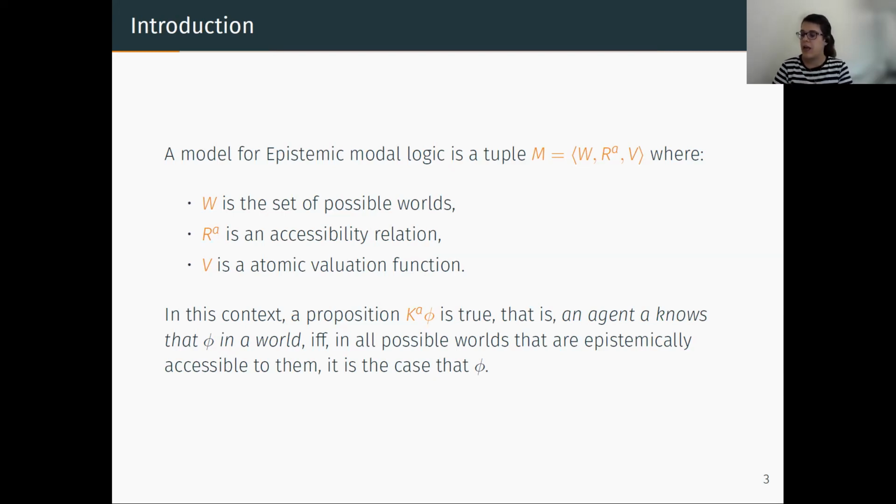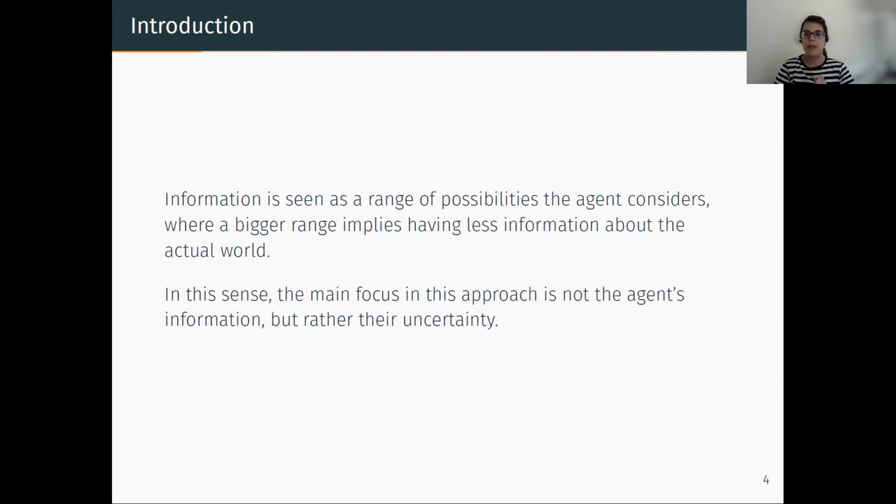So what happens with this possible worlds approach to epistemic modal logic? When we put the focus on information, we are talking about information as a range of possibilities that the agent considers, where a bigger range means that the agent actually has less information about the actual world. Why? Because the agent is considering different possibilities for how the world is. So in this sense, the main focus when we deal with information in this approach is not the actual information, but rather the uncertainty that the agent has.